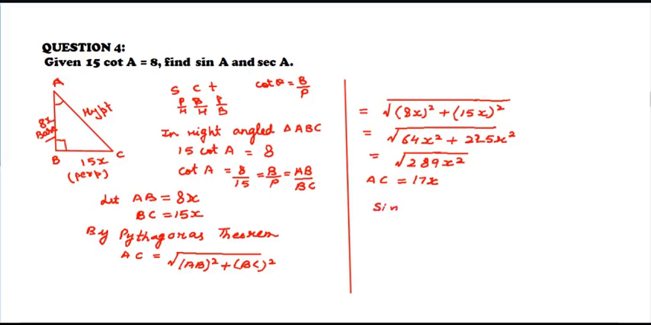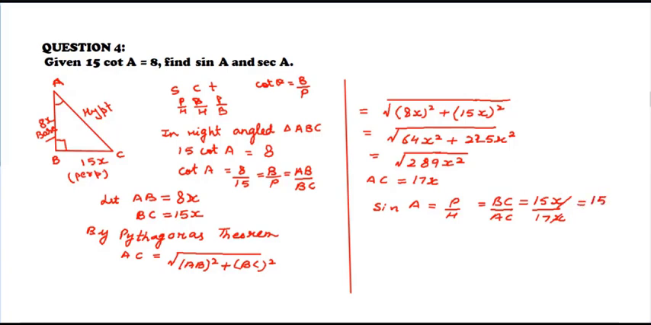Now let us find the value of sin A. Sin A is equal to perpendicular upon hypotenuse, और इस केस में हमारा perpendicular कौन हुआ? BC and hypotenuse is AC, so it becomes BC upon AC, that is equal to 15x upon 17x. X and x gets cancelled out. What remains is 15 upon 17. So sin A is 15 upon 17.